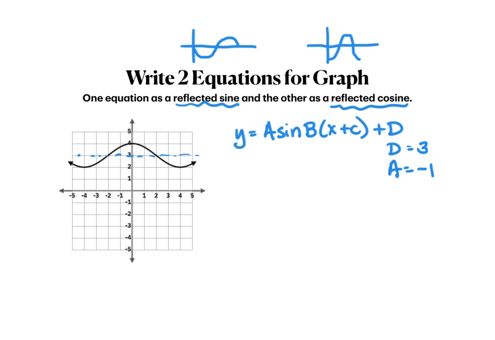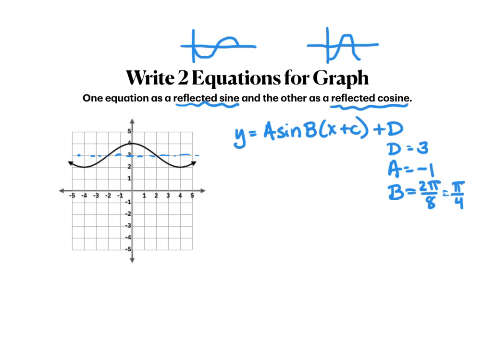Then B, I've got to adjust for my period. Looking at this function, I can see that my period, if I look at where it starts to where it repeats again, it starts at negative 4. It's going to repeat once it gets to positive 4, so that period is 8. So I take 2 pi and I divide by 8. That gives me pi over 4.